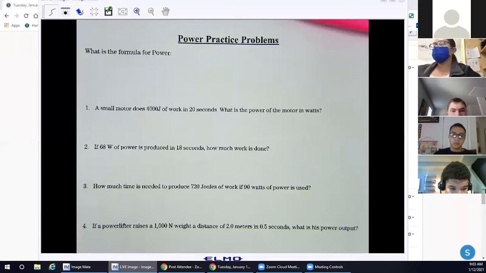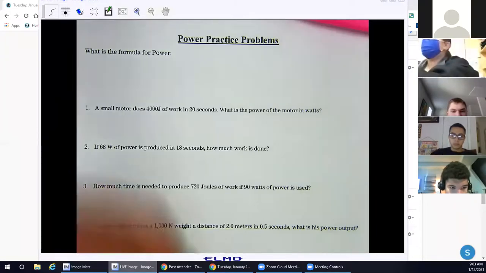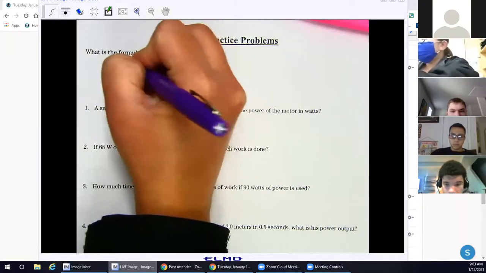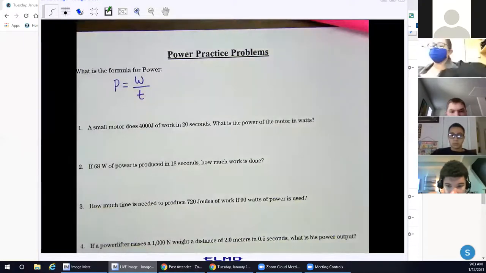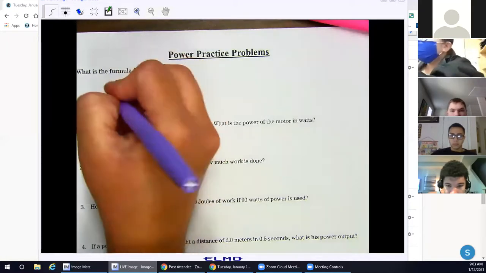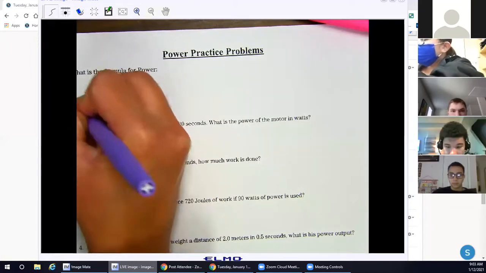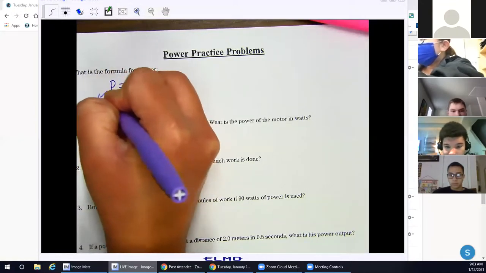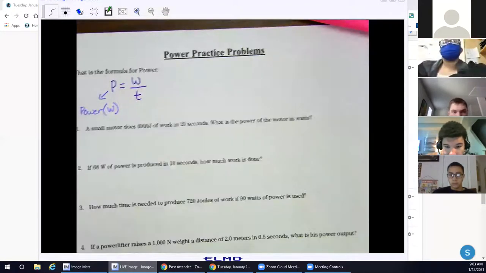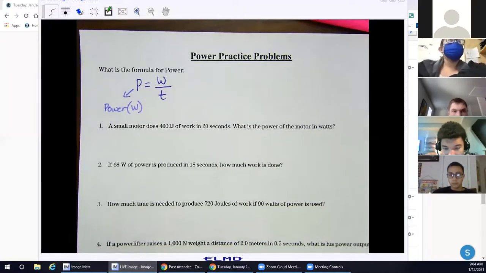So the formula for power is work divided by time. The P is going to stand for power. And like I said, it's really confusing because power is going to be measured in watts. So just really be careful on those W's. Don't get work and watts confused.